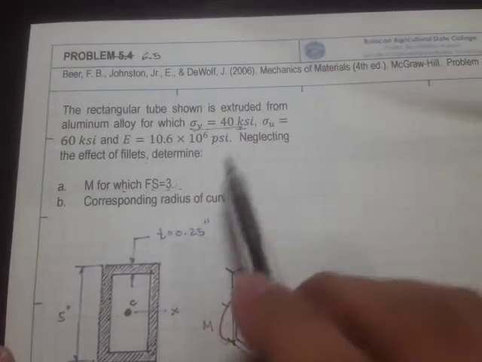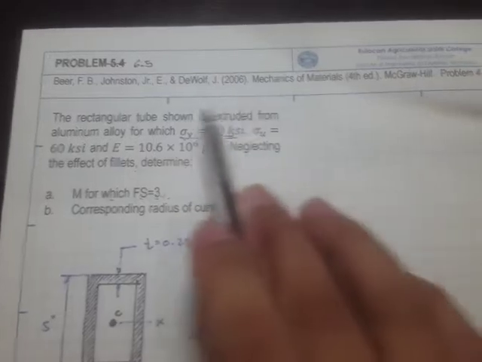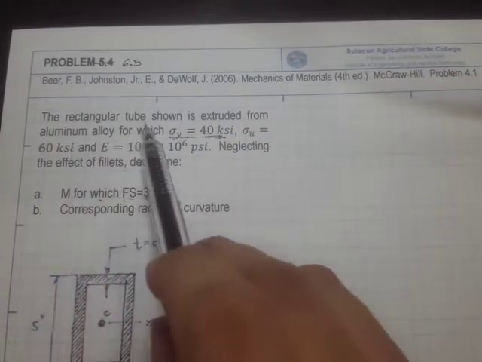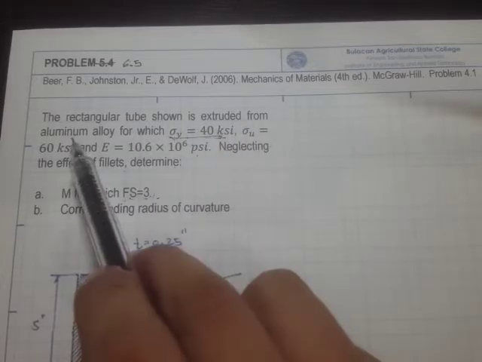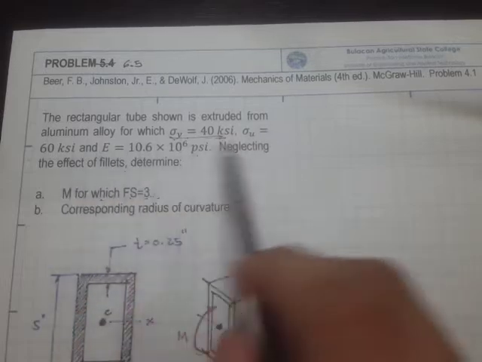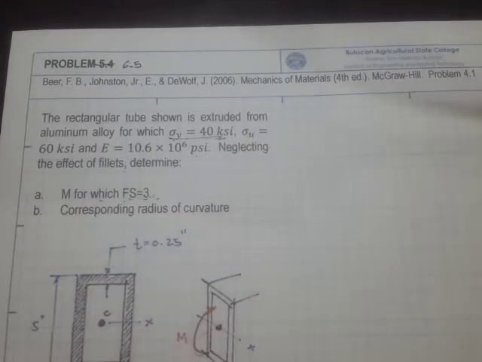So here it is. This one is taken from the textbook by Beer and Johnston, and this is problem 4.1. It says that the rectangular tube shown is extruded from aluminum alloy for which the yield strength is 40 ksi and the ultimate strength is 60 ksi.